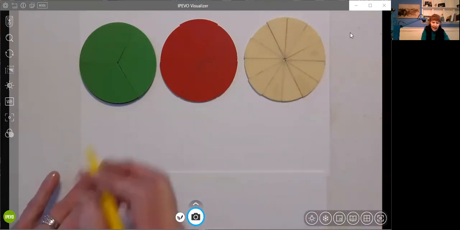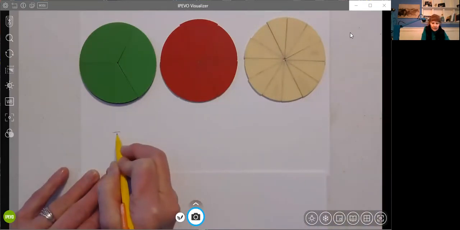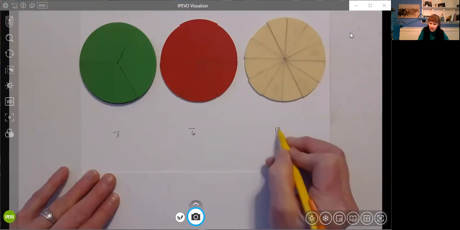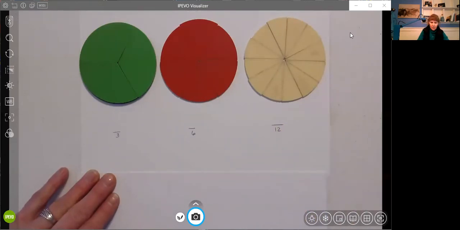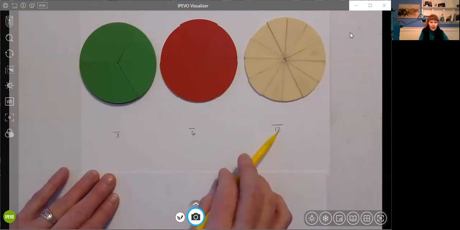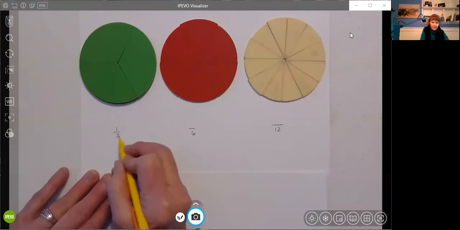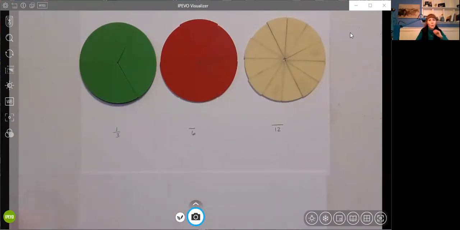So the number of equal parts is our denominator. So this one is sixths, and this one is twelfths. All right, so we have the thirds, sixths, and twelfths. Now let's look at this green one. Let's say that I have 1 out of the 3. We say that's 1/3, 1 out of the 3.